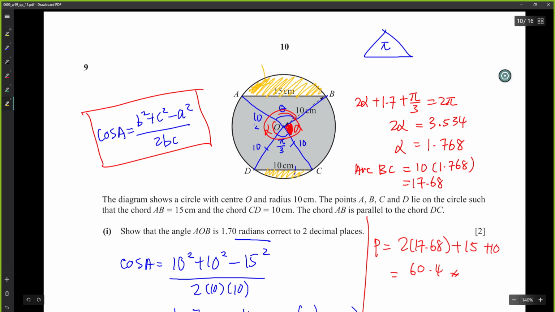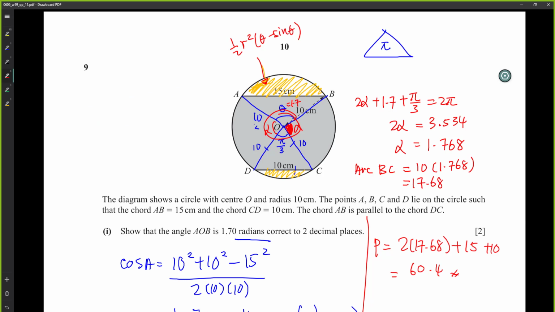And we have a formula for the segment as well, right? So the formula for a segment is what? Half r squared times theta minus sine theta. Both have the same r, 10, 10, 10, 10. Both segments have the same r, just different theta. This theta is 1.7. Another segment, the theta will be pi over 3. So if you can understand that, I can straight away do it over here.